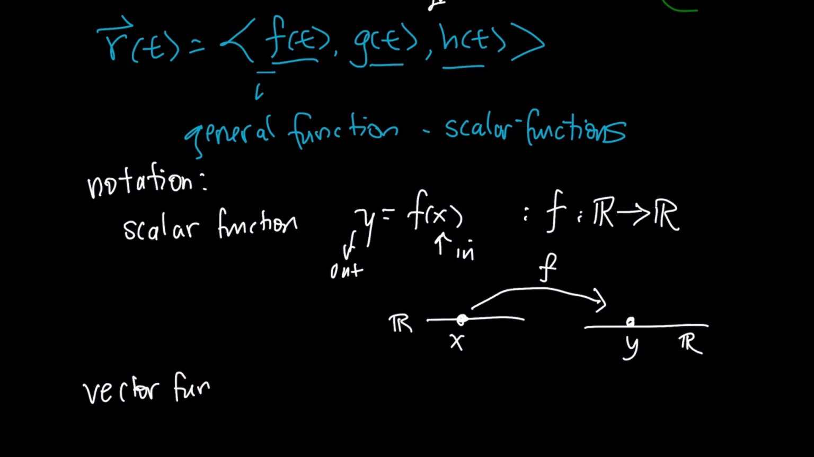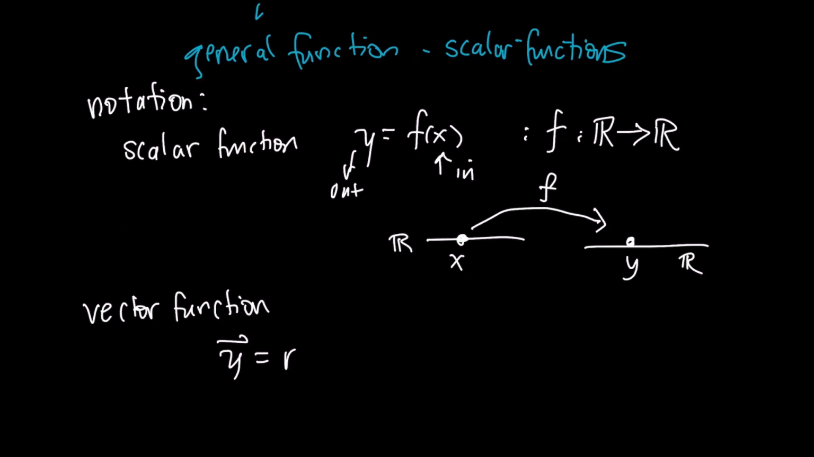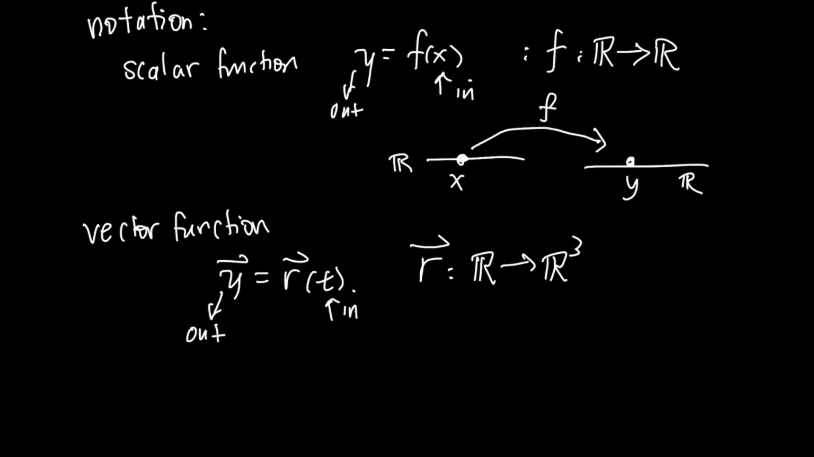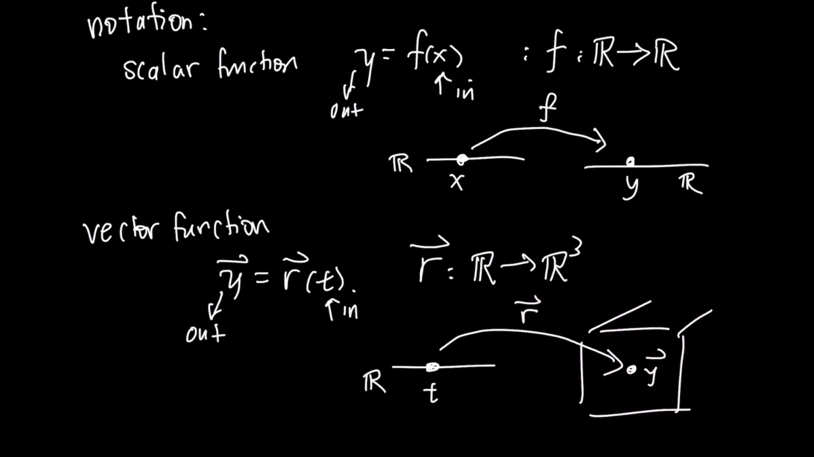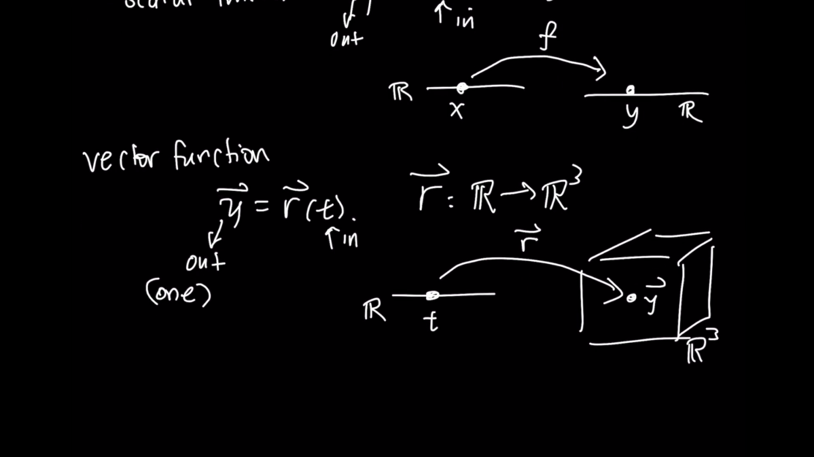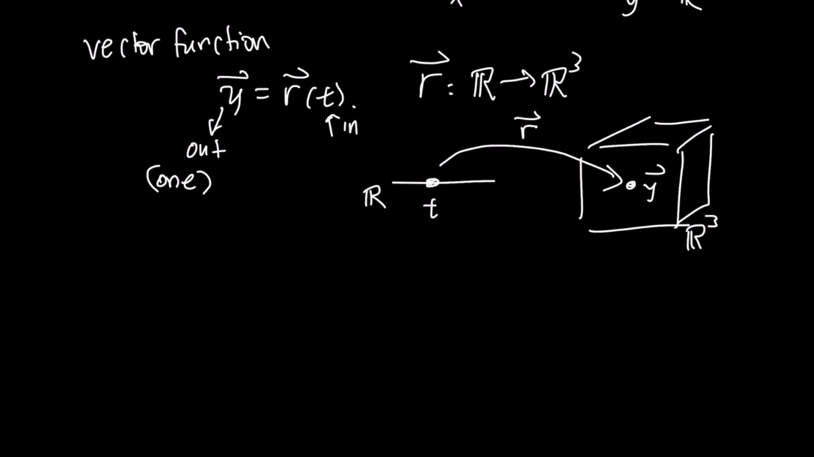When we have this vector function, so this is our input, but the output is a vector. So this rule r takes a real number, and then it returns a vector. It returns a point in R3. We are taking some number here, we're applying this rule r, and it's going to produce some new vector. It lives in R3. You've already had some experience with vector functions. This is the basis for parametric curves in Calculus 1 and 2.